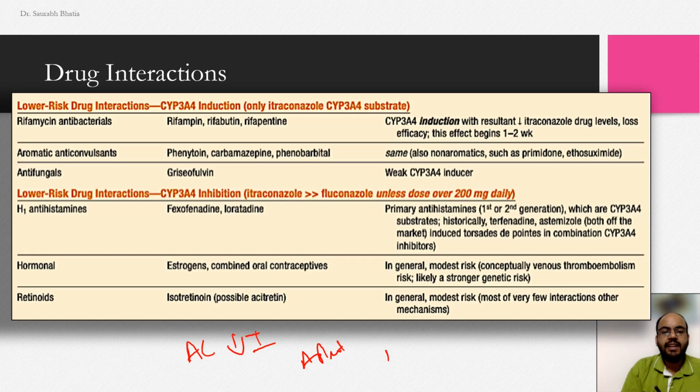Antiarrhythmics will increase QTc interval, and QTc interval is also increased by itraconazole. Remember, negative inotropic action of itraconazole means that increased QT interval. If both drugs are increasing QT interval, your patient might land up in arrhythmias. Okay. Itraconazole can increase statins, itraconazole can increase benzodiazepines. These are the important drug interactions.